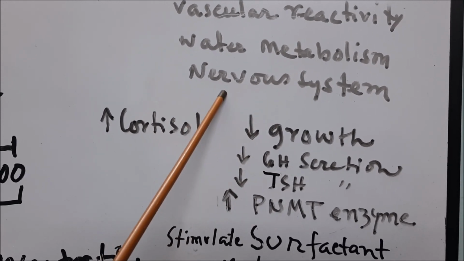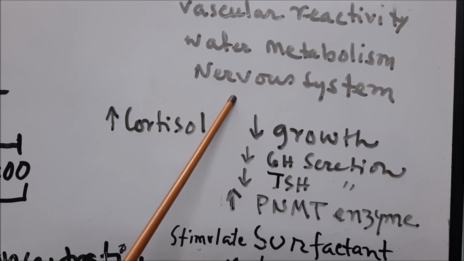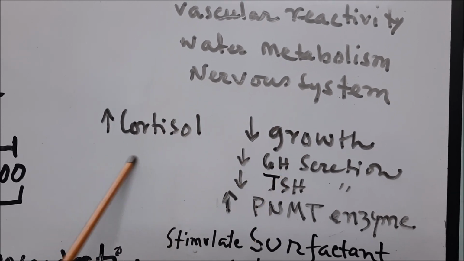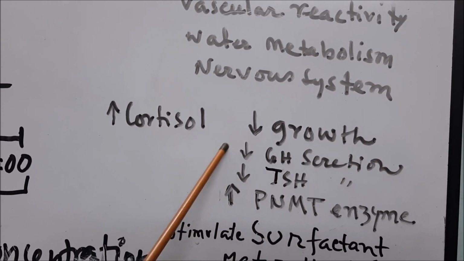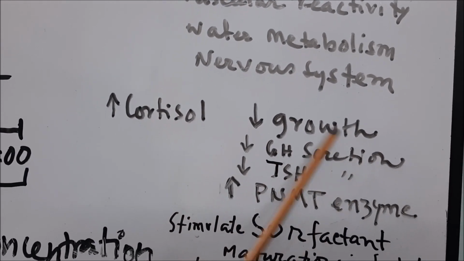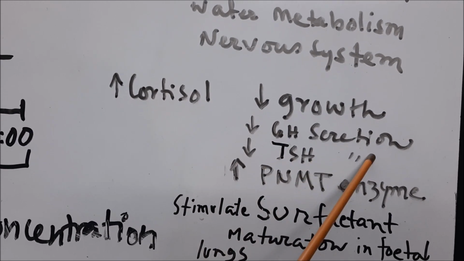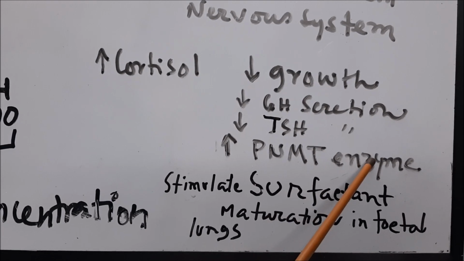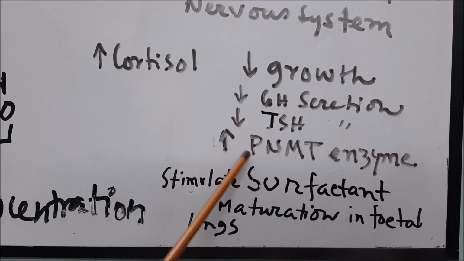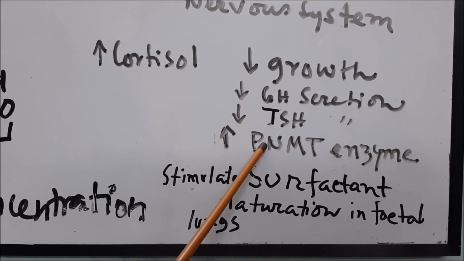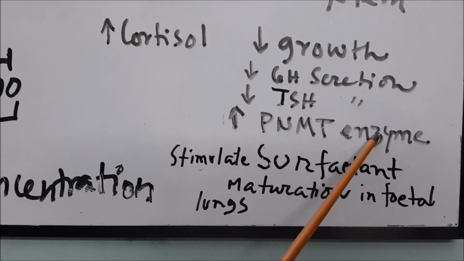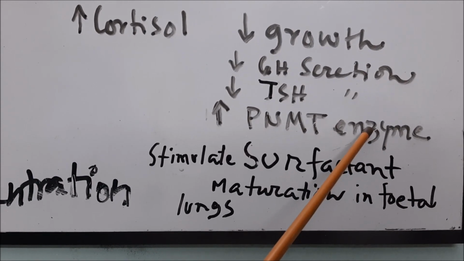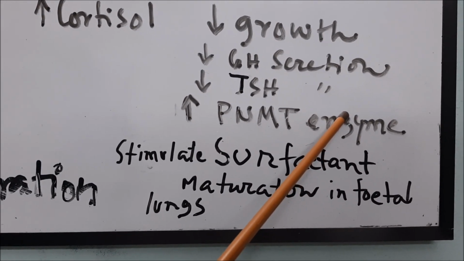That is personality change, inability to concentrate, or irritability. Now cortisol has other effects. What are the other effects? Increased cortisol level decreases growth hormone secretion, decreases thyroid stimulating hormone, and increases PNMT enzyme. PNMT is phenylethanolamine N-methyltransferase. That enzyme converts norepinephrine to epinephrine in the adrenal medulla.